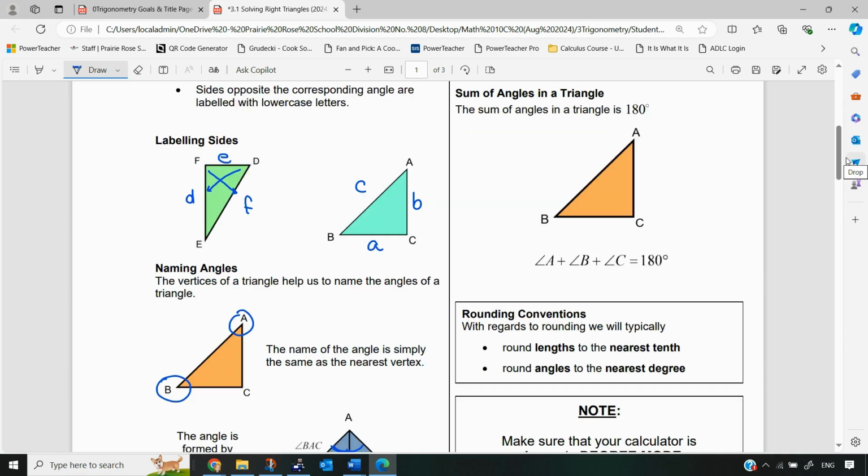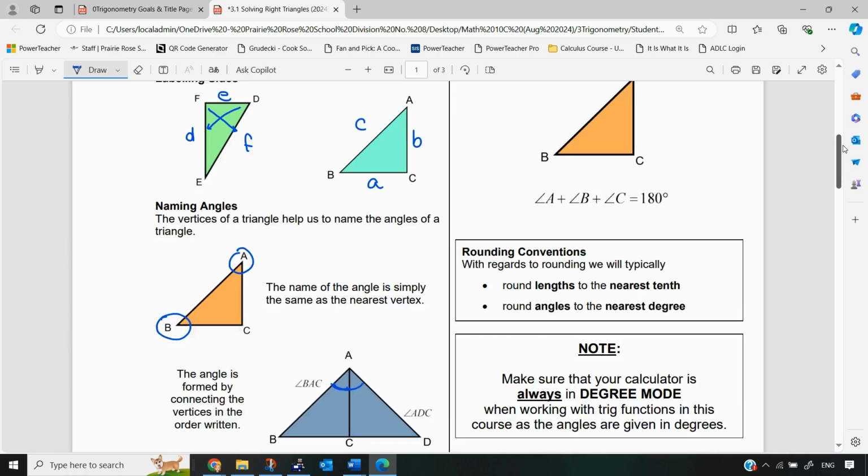Now, something that's important to remember, but we often forget, is the number of degrees in a triangle. When I'm adding up all the angles in a triangle, that adds up to 180 degrees. Again, that will come in handy as we start working through some word problems. Now in math, you're often told how to round to the nearest tenth or hundredth.